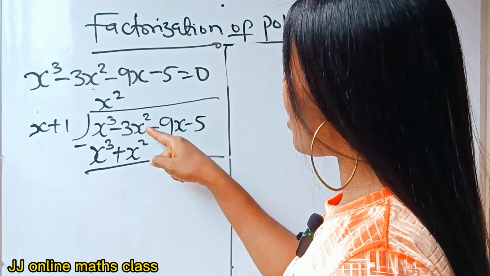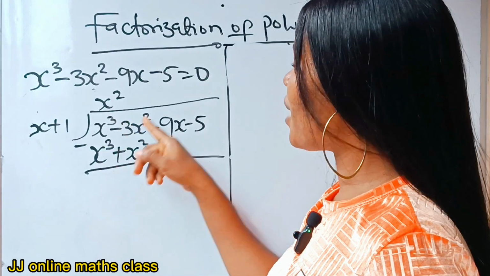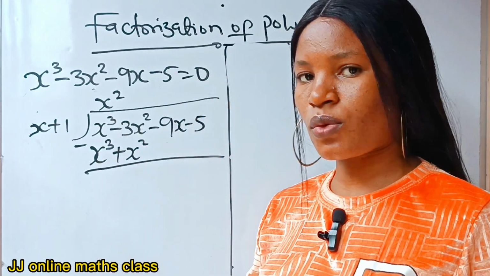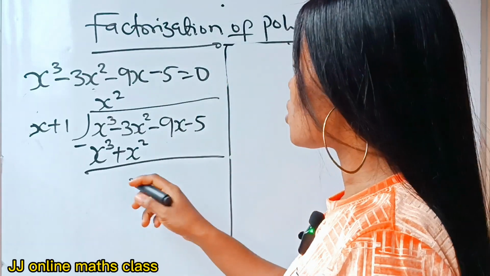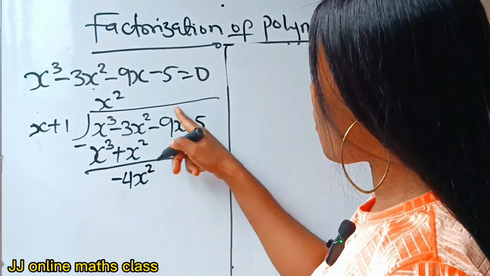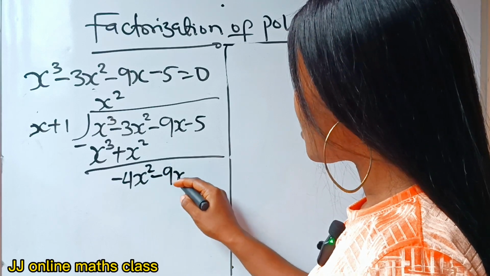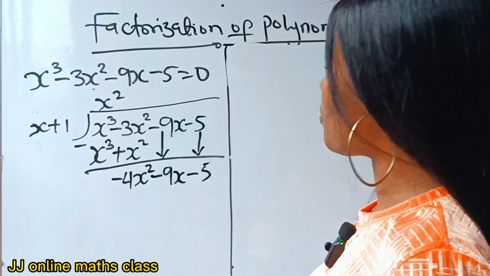Now, minus 3x squared minus plus x squared is the same thing as minus 3x squared minus x squared. So it's going to give us minus 4x squared. So we have minus 4x squared. So you're going to bring down minus 9x, and you're going to bring down minus 5 as well. Bring this down, bring this down.